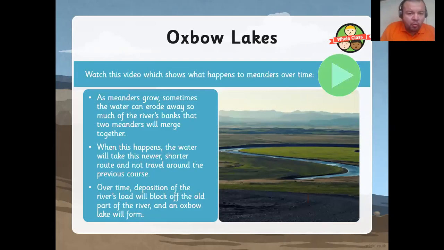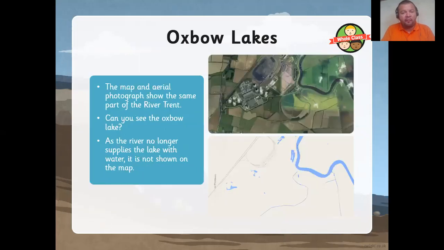As meanders grow, the water can erode away so much of the river's banks that two meanders will merge together. When this happens, the water will take this newer, shorter route and not travel around the previous course. Over time, deposition will block off the old part of the river, and an oxbow lake will form.